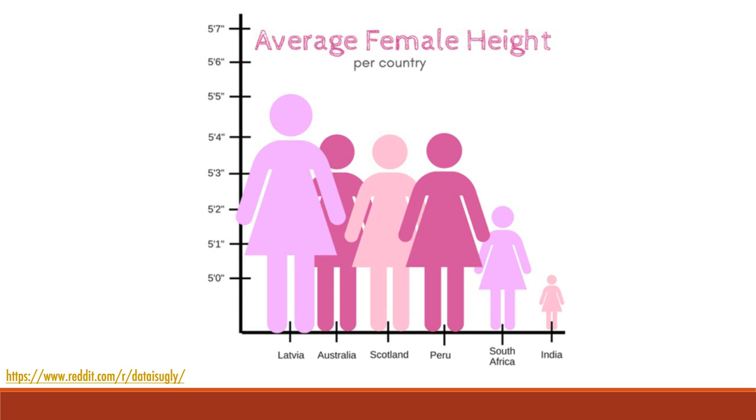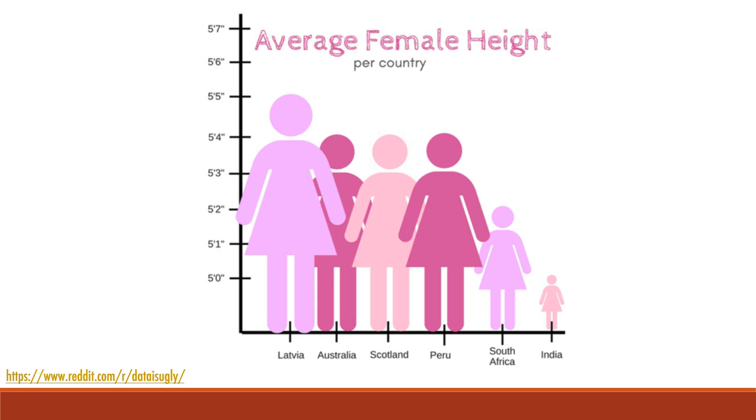This one is pretty funny. This one is showing average female heights in different countries. And you can see the average height in India is 5 feet, and in Latvia it's 5 feet 5. But there are a couple of problems with this graphic. So first of all, this is a type of bar graph, and so the y-axis actually does need to go down to 0, such that the heights of these figures are proportional to the actual heights.